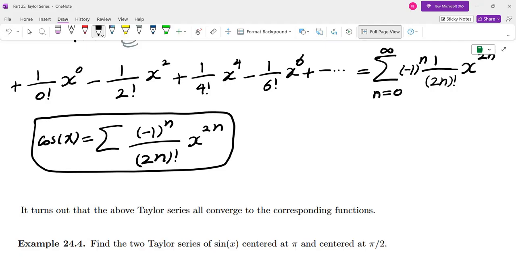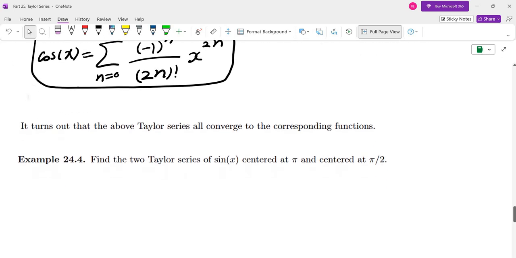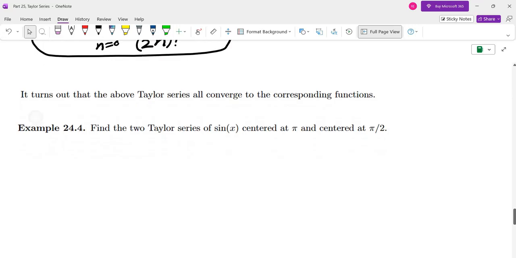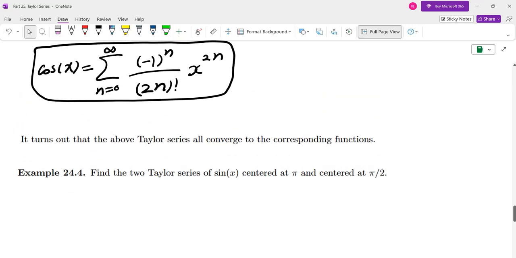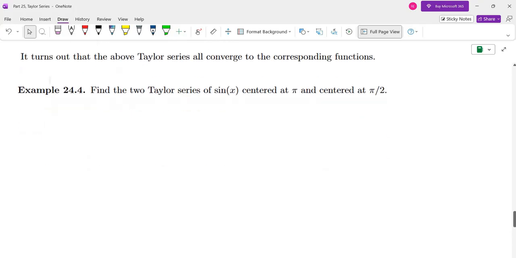If you want to approximate cosine of 1, you take the first few terms of this sum and you add them up. And that would give you a very good approximation for cosine of 1. So it turns out that all of these Taylor series that we found are in fact equal to their corresponding functions. Let's look at one more example.